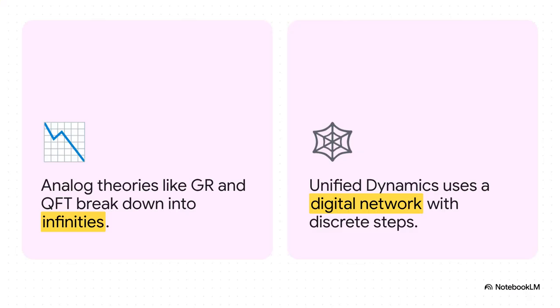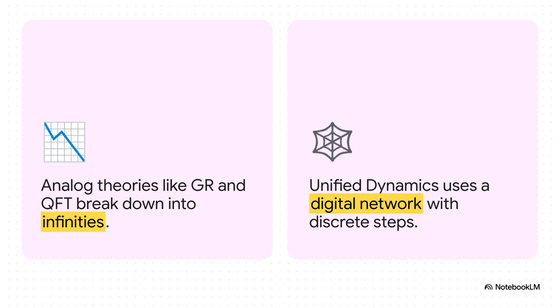To really get why this is a big deal, we have to understand the core conflict in standard physics first. So general relativity governs gravity in the cosmos, right? And quantum field theory governs particles. They are both beautiful, incredibly successful continuous field theories, but they are completely incompatible with each other. It's kind of like a smooth analog vinyl record. It sounds great, but it breaks down into infinite noise when scratched or examined too closely.